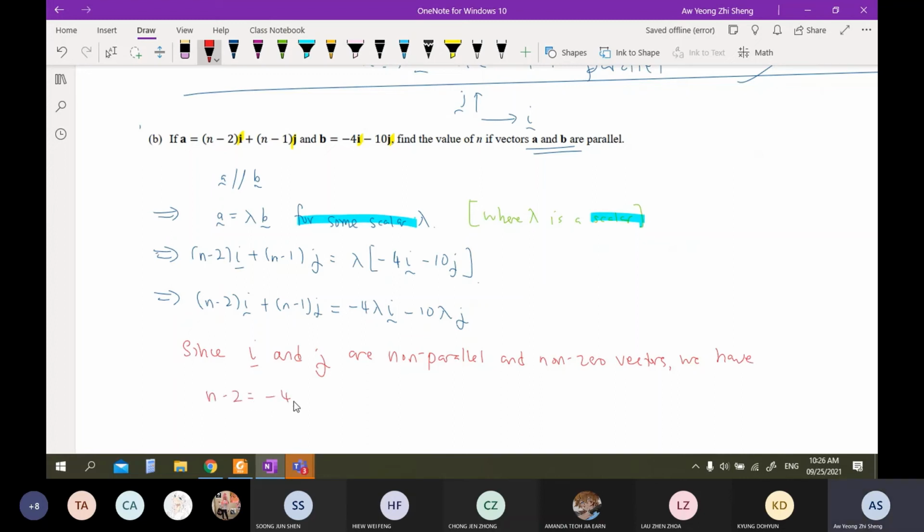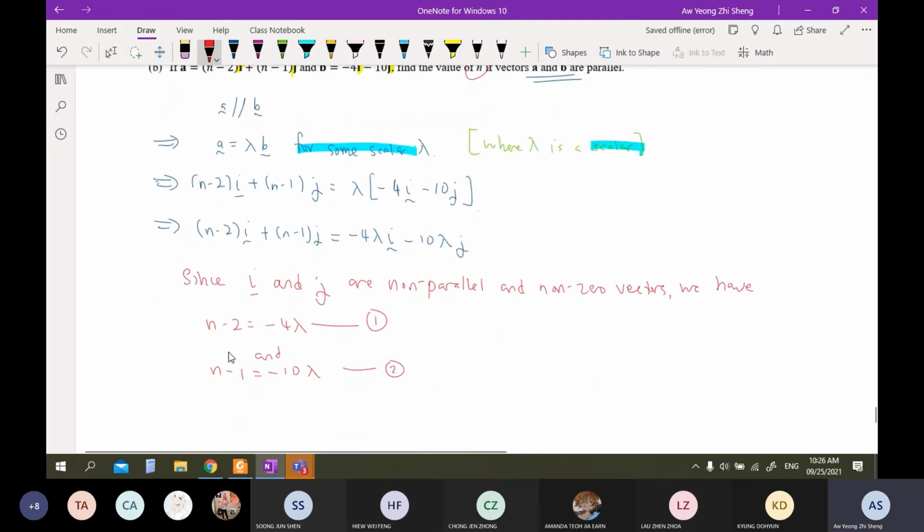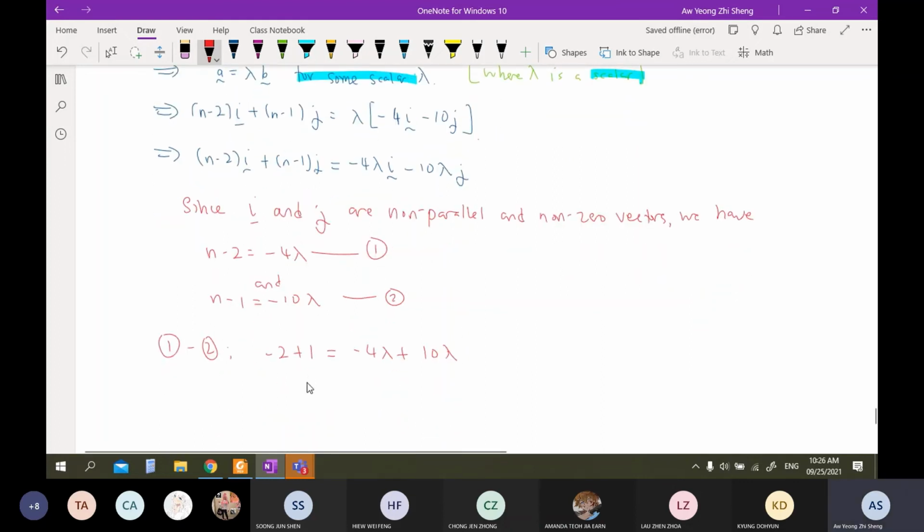n minus 2 equals minus 4 lambda. Call this equation 1. And n minus 1 is equal to minus 10 lambda. Call this equation 2. The aim is to solve for n. You have a pair of simultaneous equations, two equations and two unknowns, so it will be possible to solve. The simple way here is take 1 minus 2, so you can eliminate n. You'll get minus 2 plus 1 is equal to minus 4 lambda plus 10 lambda, and that gives minus 1 equals 6 lambda.